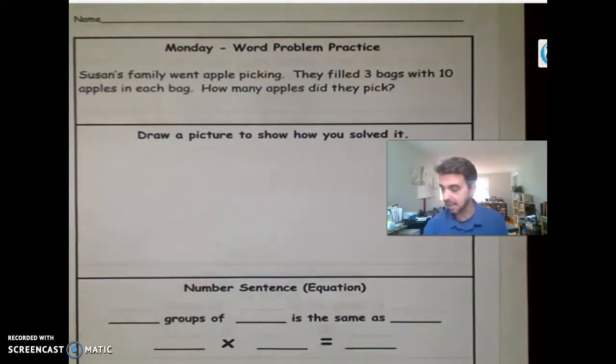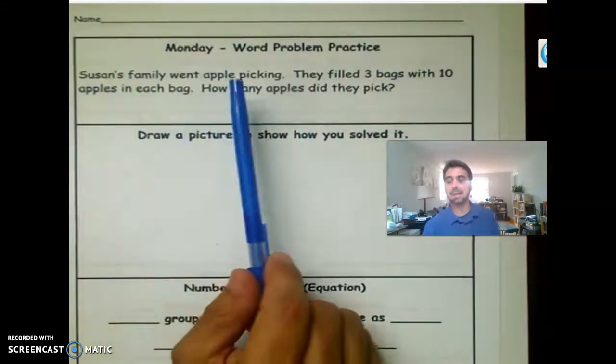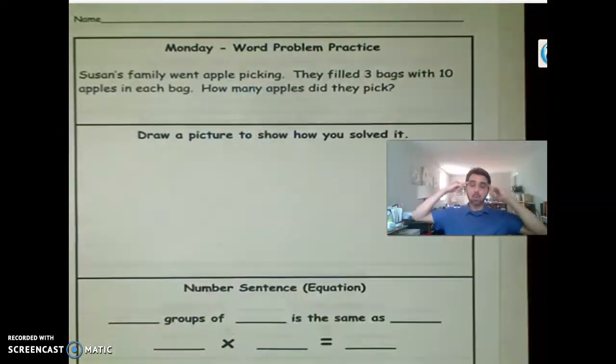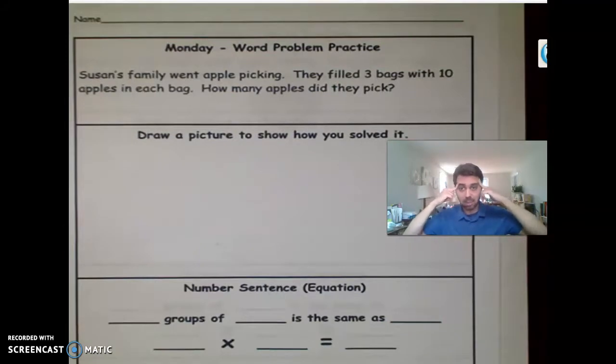Susan's family went apple picking. When you read a word problem, you want to visualize. Visualize is a big word which you may hear in reading class. It means to get a picture in your head, or like a movie of what's happening. If you've never been apple picking, you go where there's a bunch of apple trees and you pick apples and put them in bags. I went last weekend.